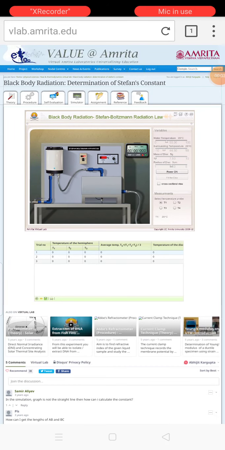We have a practical on black body radiation: determination of Stefan's constant. Here we have the simulator software. You have to install it from Google's Play Store, and its name is Puffin. It will help you perform your practical.